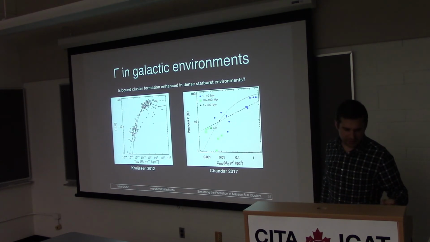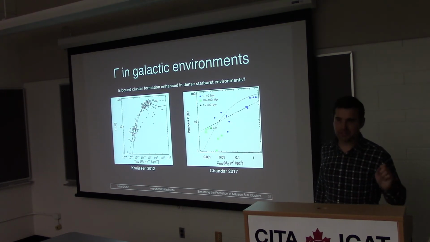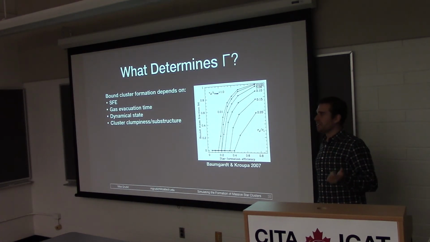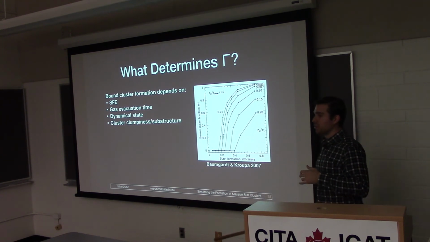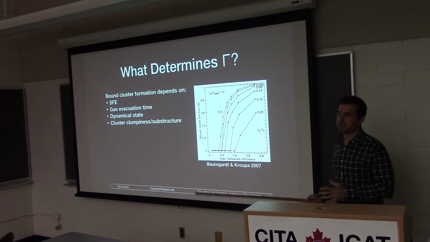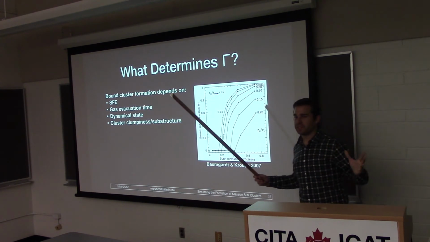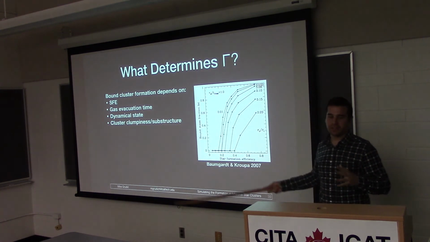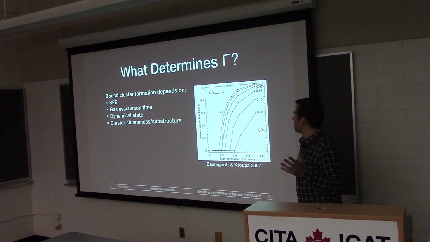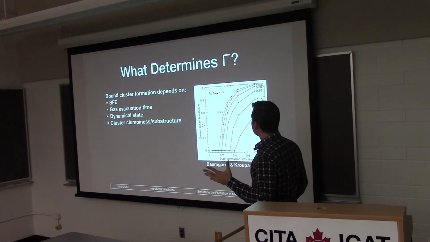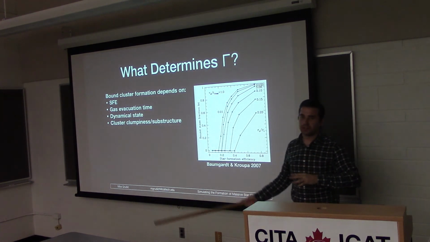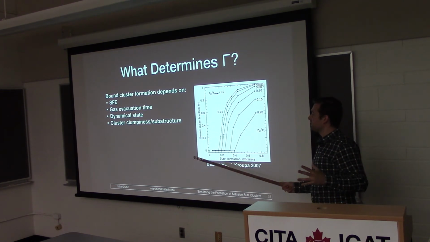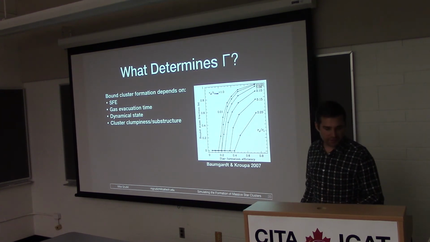So this is a subject of relatively active debate, but we can say something about the physics with the simulations. What ultimately determines the cluster formation efficiency will be the star formation efficiency, because if you blow out all the gas, you lose your gravitational binding energy, the thing flies apart. The gas evacuation time, if it's slow, then it's easier to remain bound. If it's fast, it's harder. The dynamical state of the star cluster, so is it virialized, is it cold, is it hot, and the clumpiness in substructure from which the star cluster assembles.